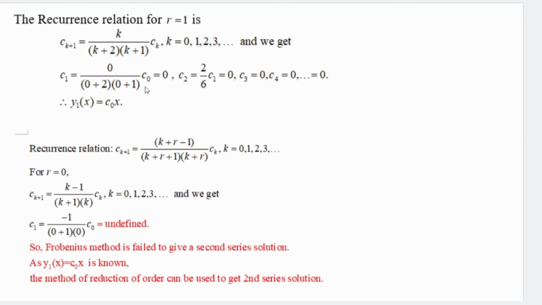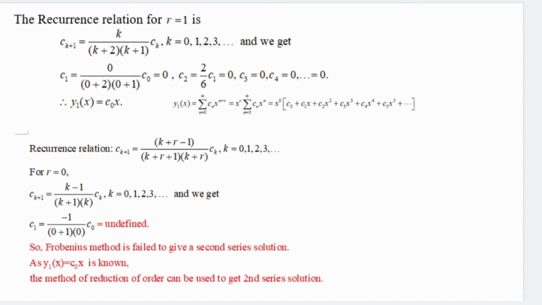That means we get only c2 0, c3 0, c4 0, all are 0. So that means we get only c0. That means in the series, when we put c0, c1, c2, c3 in this series, we get y1 equal to only c0 x, because our c2, c3, c4 are 0.